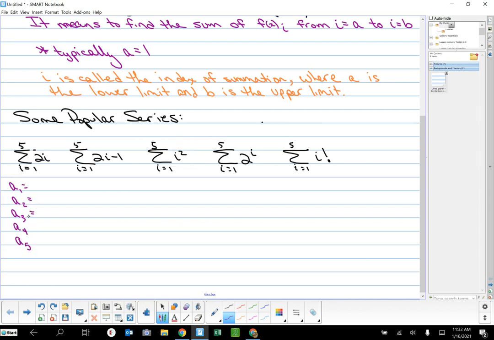And I want you to see what these things look like. So remember, the I is the subscript. So this is 2 times 1 is 2. 2 times 2 is 4. 2 times 3 is 6. 2 times 4 is 8. And 2 times 5 is 10. So what we're getting here, 2, 4, 6, 8, 10, you could see if we kept on going, we'd get 12, 14, 16, and so on.